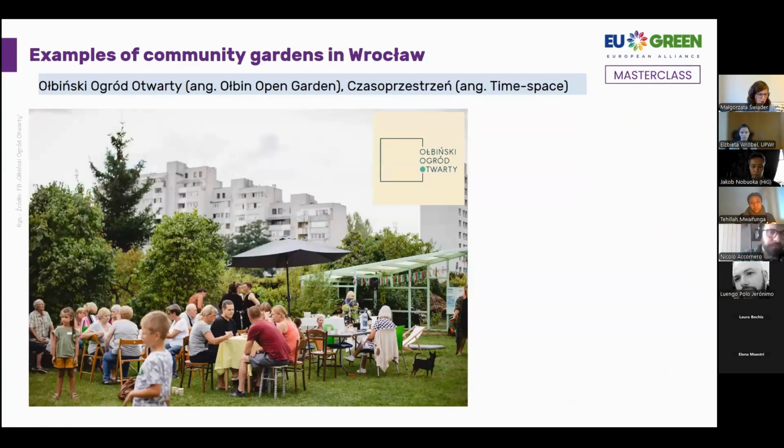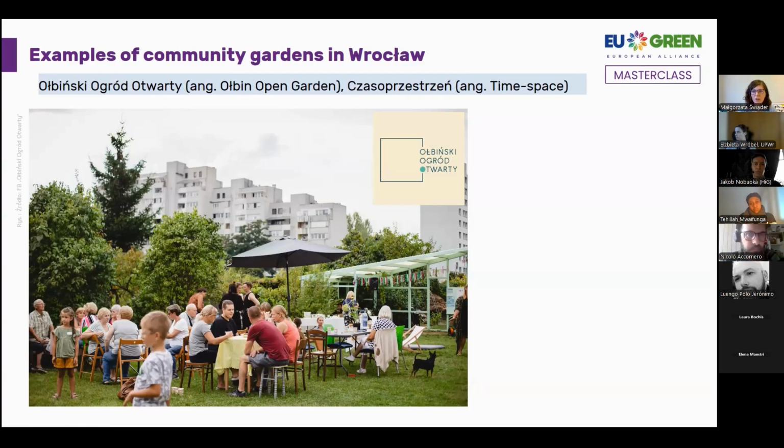And going to Wrocław, one of the most known and well-established was Obin Open Garden, in Polish Obiński Ogród Otwarty. We were collaborating with them. You could see that this is a very well planned area, also with some space for common meetings. Even some participatory workshops conducted by the municipality were conducted here on this area. So one of the best known in Wrocław.